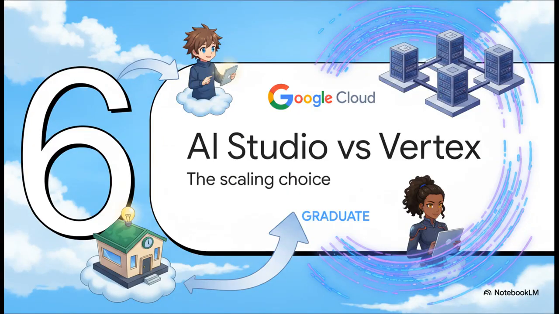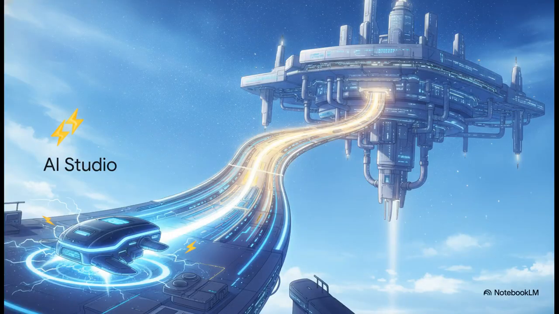Finally, Section 6, AI Studio versus Vertex AI, the scaling choice. As your startup grows and your user base expands, you will eventually need to evaluate your platform choices. Understanding the difference between Google's offerings ensures you know exactly when it's time to graduate to the enterprise tier. Here's the critical distinction. Google AI Studio is your developer-friendly engine for rapid velocity, quick experimentation, and easy API access. It is absolutely perfect for startups trying to move fast and find product-market fit.